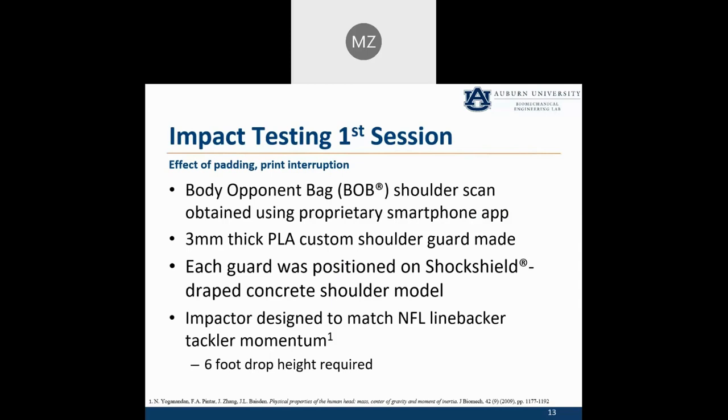Essentially what we did was we scanned this body bag's shoulder and used the scanning and 3D printing technology to make a custom fit guard, a PLA guard. If you're wondering about the material, PLA is one of the most common 3D printed materials, and it's one of the materials that we use for our various applications. We put a shock shield liner on the 3D printed shoulder guard. This is a liner that is quite frequently used by athletic trainers within the sports field. It essentially looks like ballistics gel. It does a very good job of attenuating load. It's pretty heavy though, so they typically use the shock shield liner really when you're injured, not for a preventive, just custom fit guard type situation.